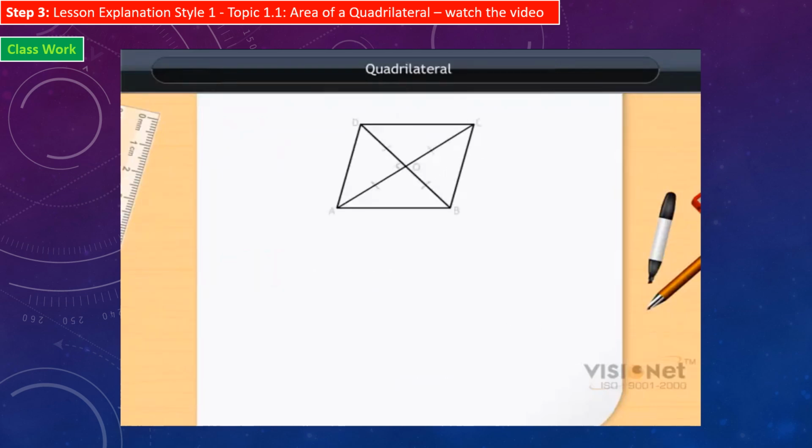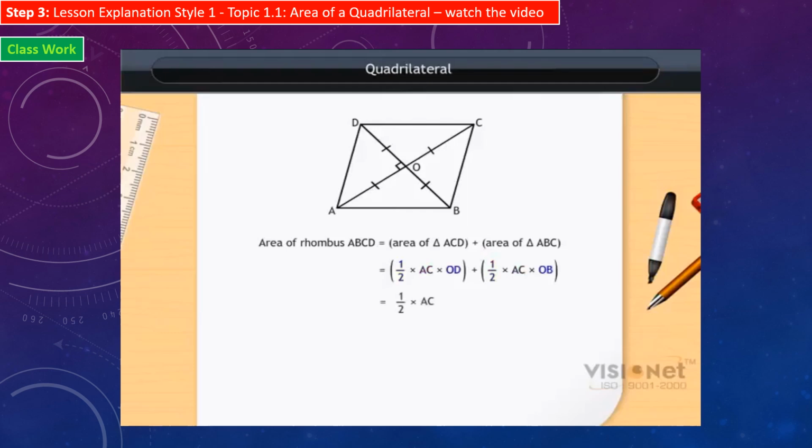ABCD is a rhombus. Its diagonals are perpendicular bisectors of each other. Area of rhombus ABCD is equal to area of triangle ACD plus area of triangle ABC, which is equal to 1/2 into AC into OD plus 1/2 into AC into OB. Take 1/2 AC common from the expression.